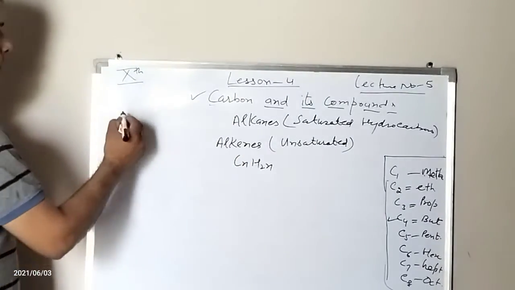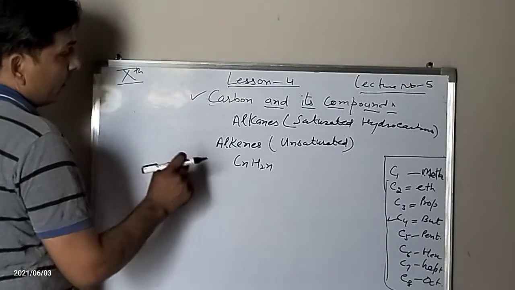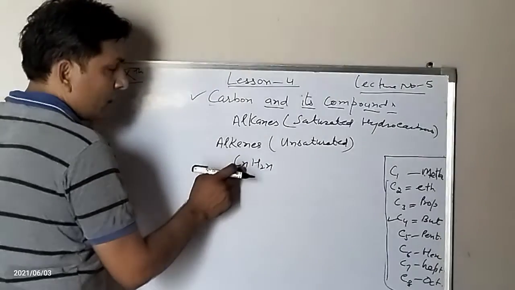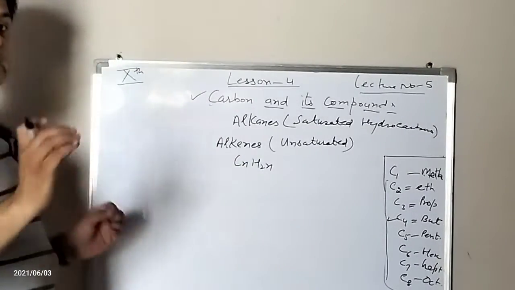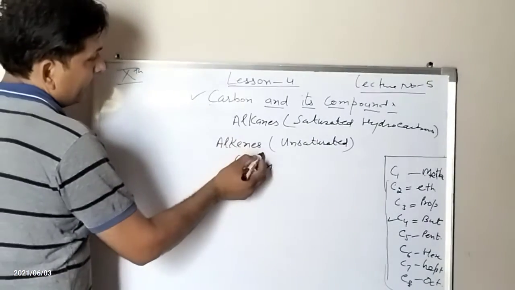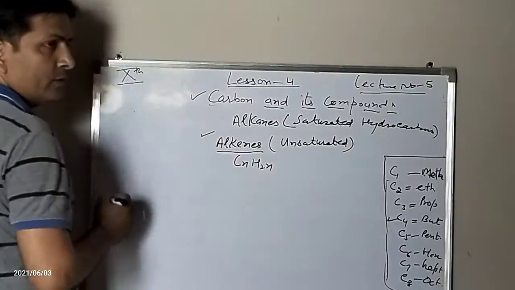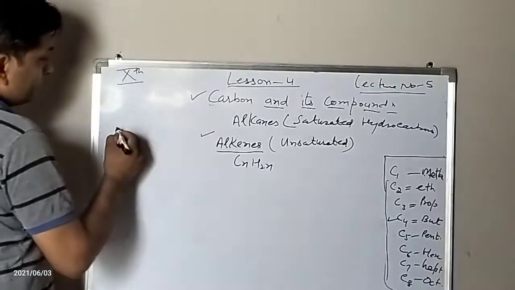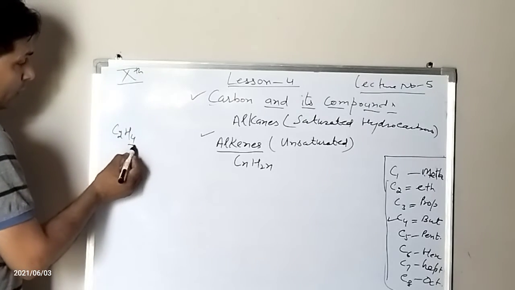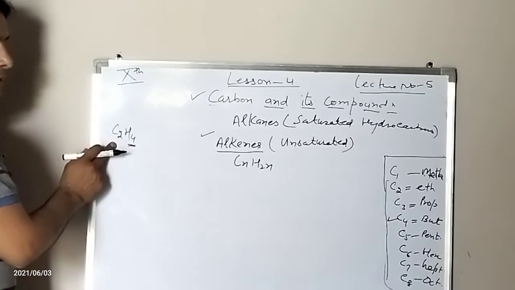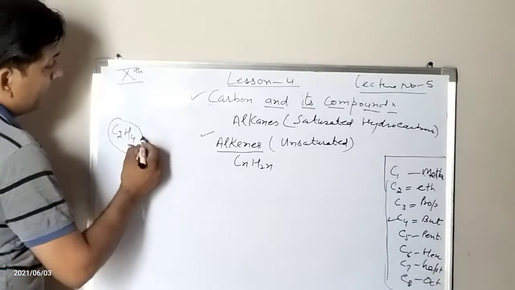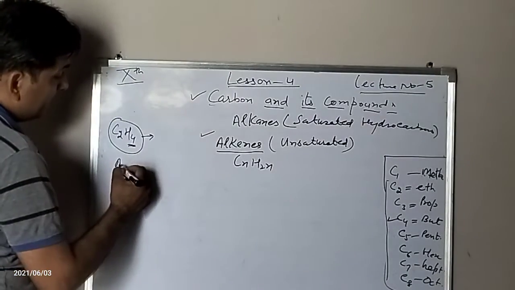When you find the number of hydrogen atoms is double the number of carbon atoms, you immediately come to the conclusion that this belongs to the category called alkenes. For example, C2H4. Here the number of hydrogen atoms is double the number of carbon atoms. Without going to the structural formula, you can immediately conclude that it is an alkene.